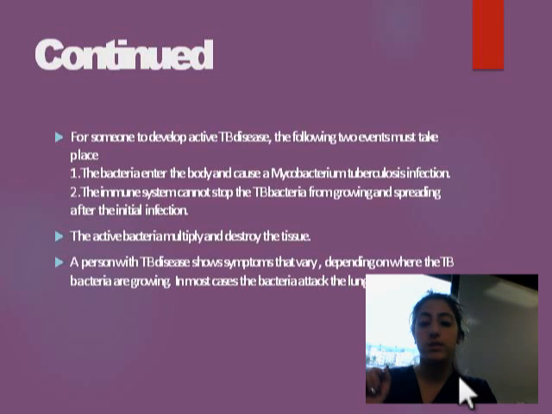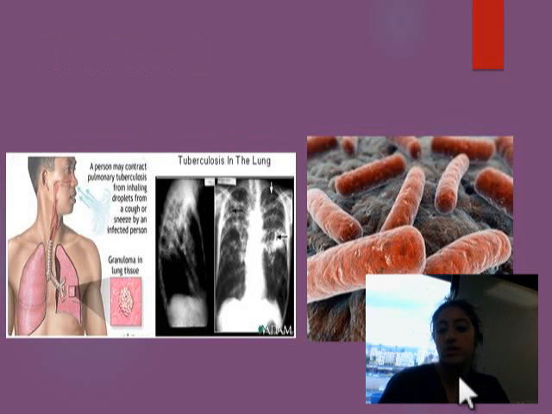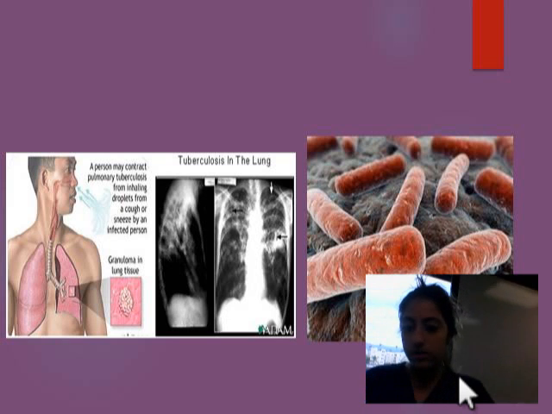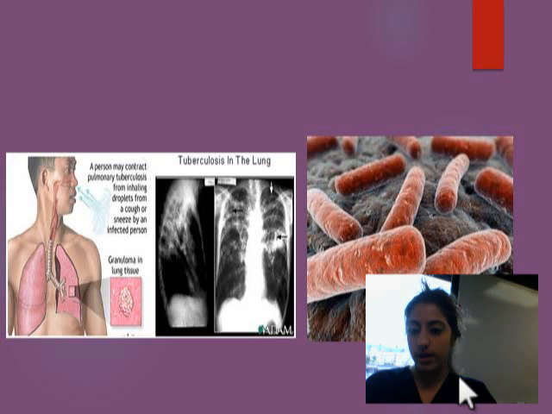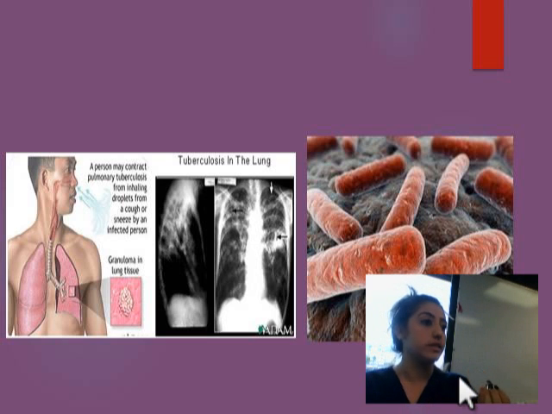And a person with TB disease shows symptoms that vary depending where the TB bacteria is growing. Like I discussed, there's different places that you can get the TB disease. And so these are pictures on the right. That's what the TB bacteria looks like. It's a rod-like shape. And tuberculosis in the lungs. A person may contract pulmonary tuberculosis from inhaling droplets from a cough or sneeze by an infected person. So this virus is airborne.